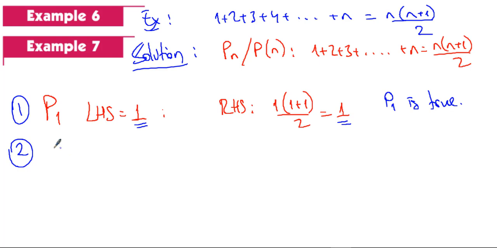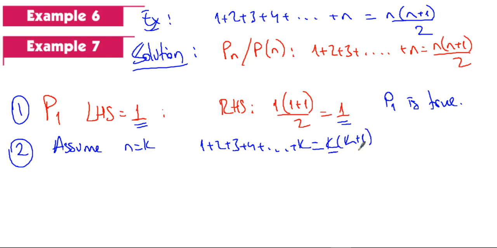Second step, I will assume it is correct for the k step. Which step? I don't know. K step, it's correct. So it means that 1 plus 2 plus 3 plus 4 plus some k equals k times (k plus 1) divided by 2. I make this assumption.